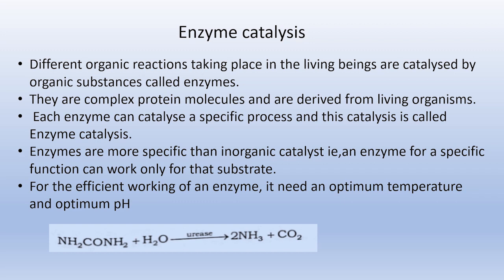Also, for the efficient working of enzymes, they need an optimum temperature and an optimum pH. Optimum temperature means the range of temperature at which the efficiency of enzymes is maximum, and optimum pH is the range of pH at which the efficiency of the enzyme is maximum. So for better performance of enzymes, they need an optimum temperature and an optimum pH.